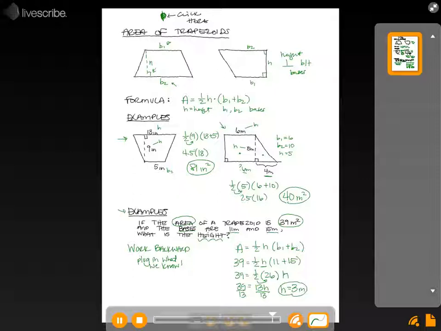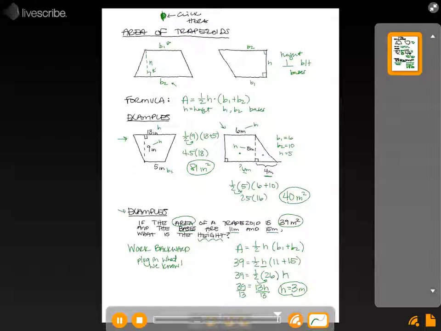So for that one, you're using your formula, you're plugging in what you know, but you're working backward, isolating a variable in the problem in order to figure out whatever they're asking you for. It could be the height, could be either one of the bases also. So just pay attention to the problem and make sure you read it closely and figure out what information you have and what you're looking for.